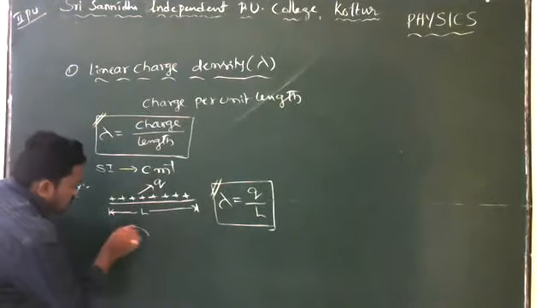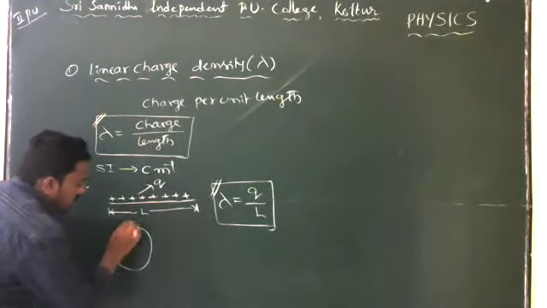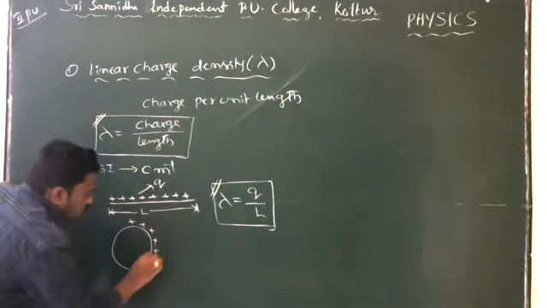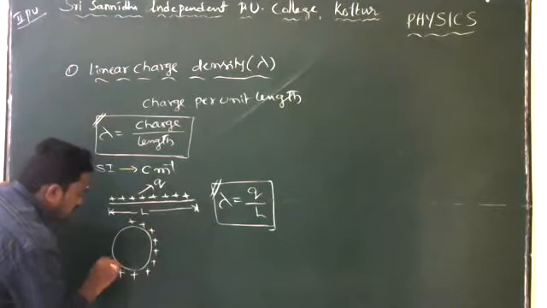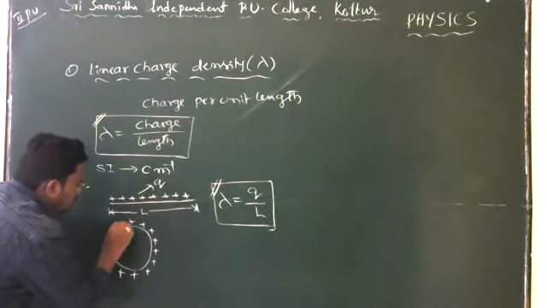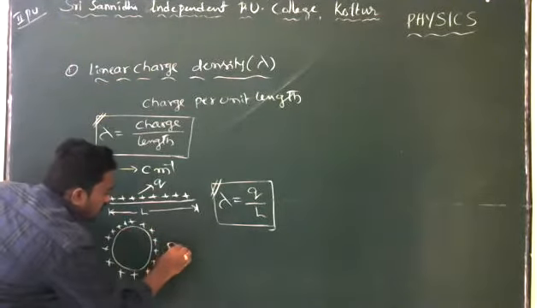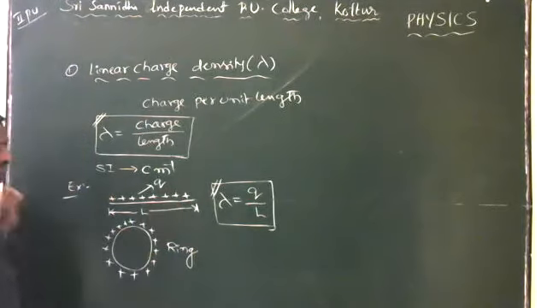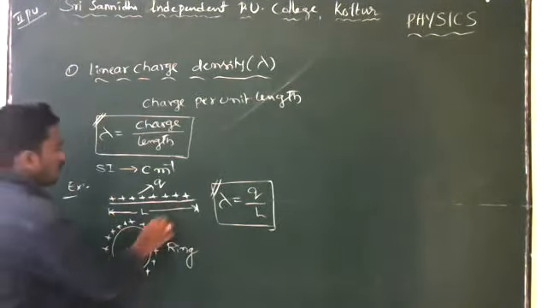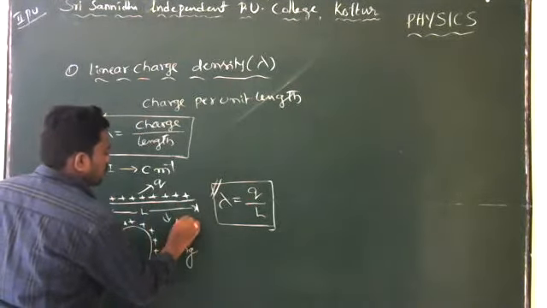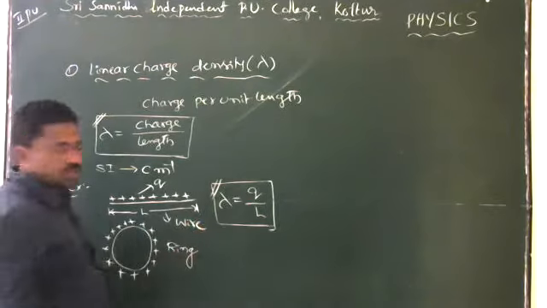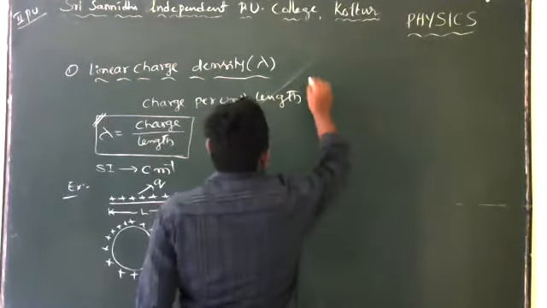Another example is if we take a ring. When a charge is distributed continuously on a ring like this, it is another example of linear charge distribution. So this is a ring, and this is a wire. Next one.